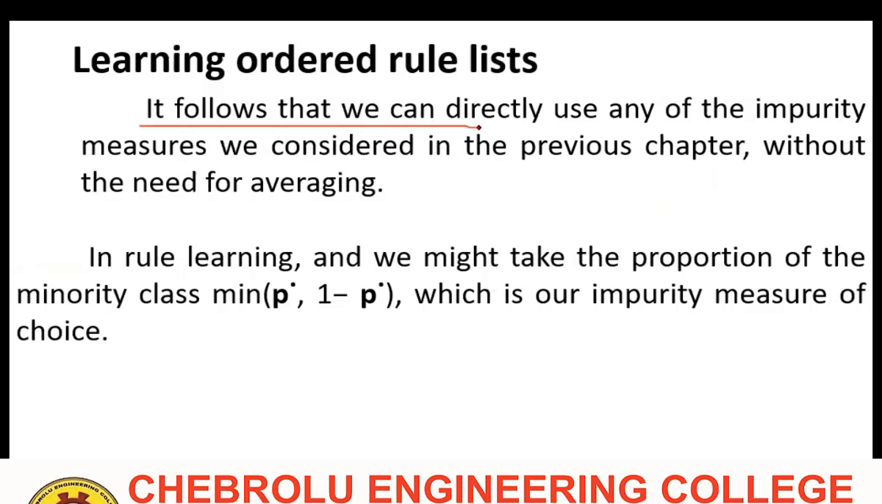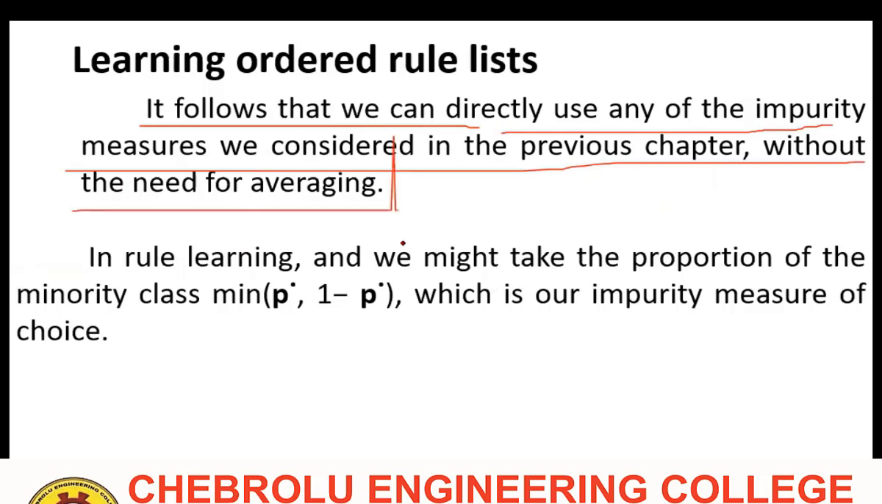It follows that we can directly use any of the impurity measures we considered in the previous chapter without the need of averaging. So no need of averaging. We can follow either one. We have discussed Gini index, square root of Gini index, entropy, weighted average, anything is possible, but no need of averaging them.